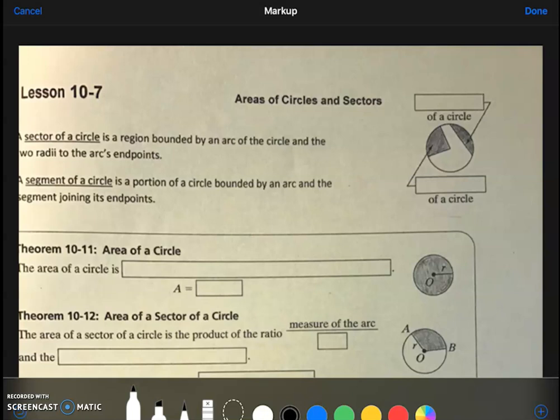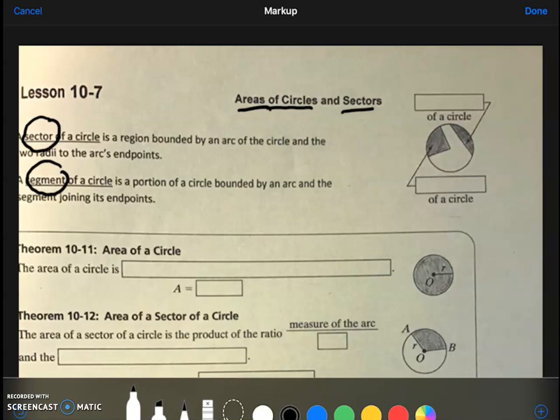Okay, now I'm going to take the notes for lesson 10-7, the area of a circle, the inside space of a circle, as well as sectors. So we'll talk about what sectors are in a second. So there are sectors and there are segments of a circle.